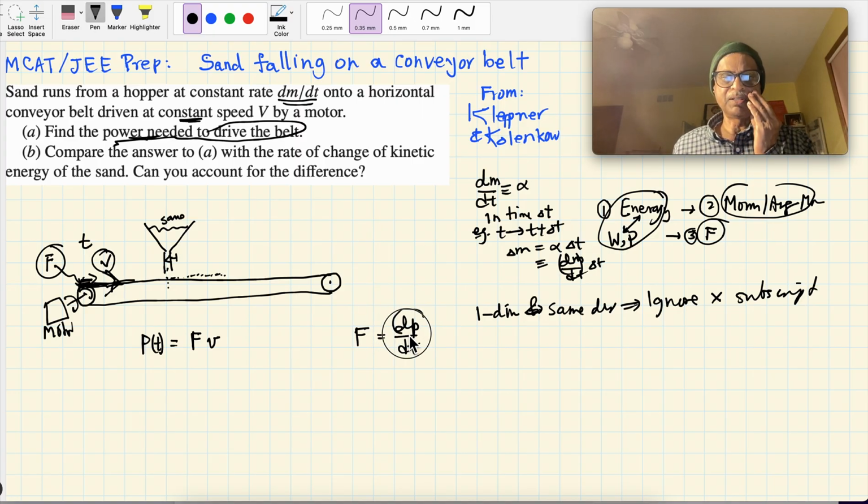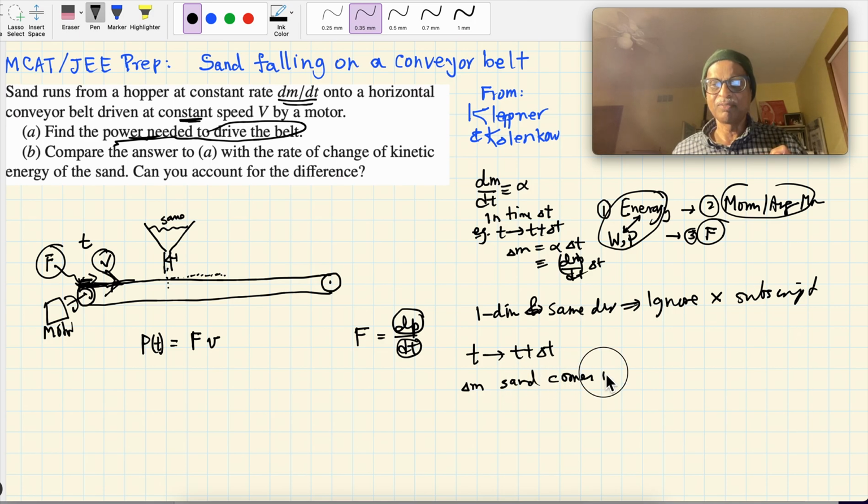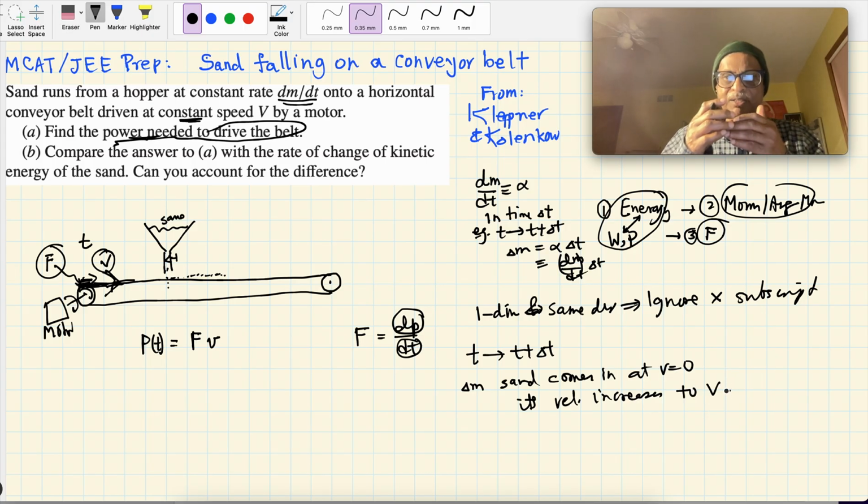So we have to figure out how much momentum it needs to account for, how much change in momentum it needs to account for in time delta t. So if I look at t to t plus delta t, the new mass comes in, its velocity changes. So what happens here? A delta m amount of sand comes in at v equal to 0, its velocity increases to v. So that's what's happening in that little time that we're looking at.